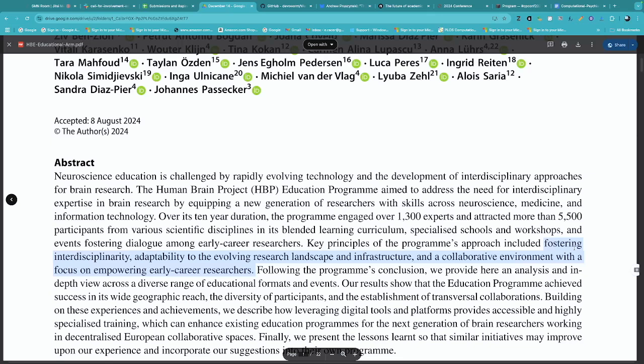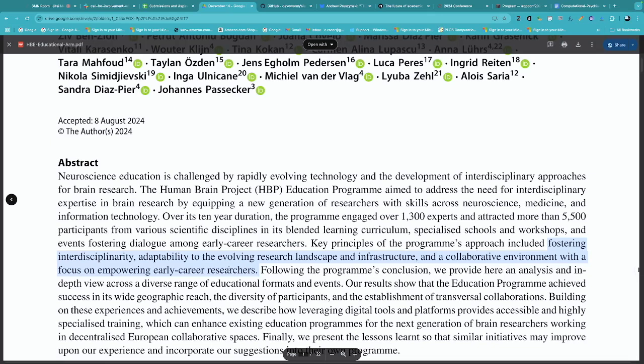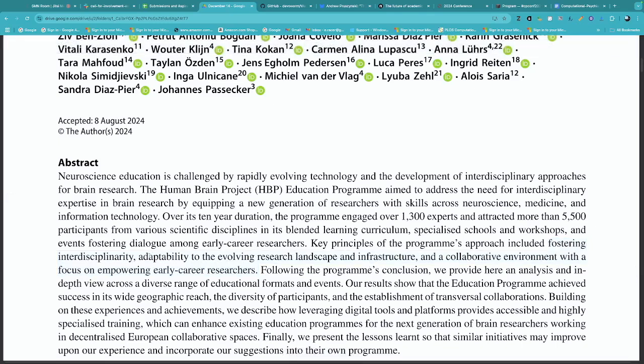It could be some sort of interaction between neuroscientists and computer scientists where, if you're a neuroscientist, you need to learn computational tools. If you're a computational person, you need to learn neuroscience. And that's, of course, the second part, which is adaptability to the evolving research landscape and infrastructure. Basically, when we have these new technologies come out, it could be next-gen sequencing. It could be this sort of omics, any sort of omics. It could be new computational tools. It could be new neuroscience tools, etc.